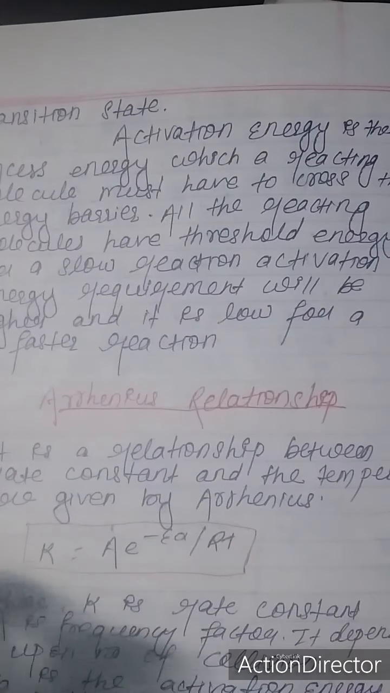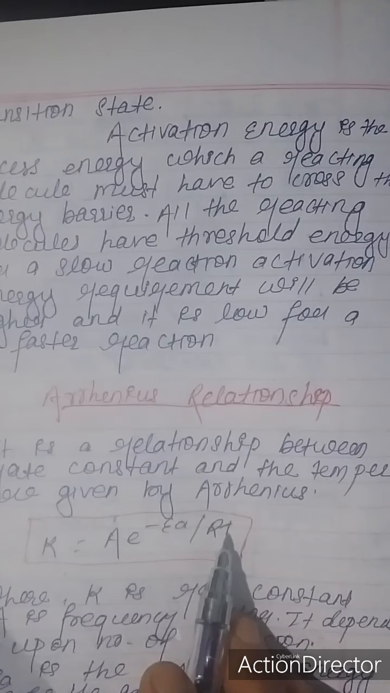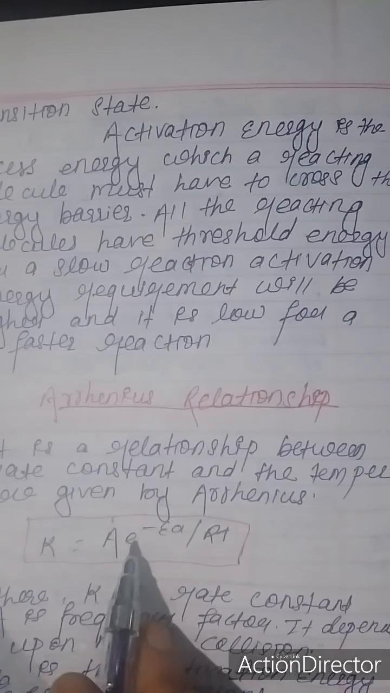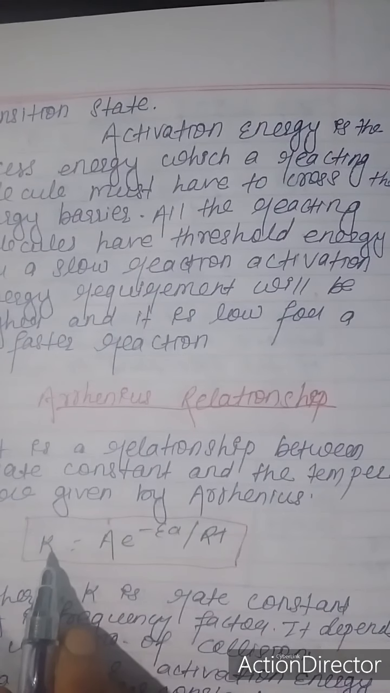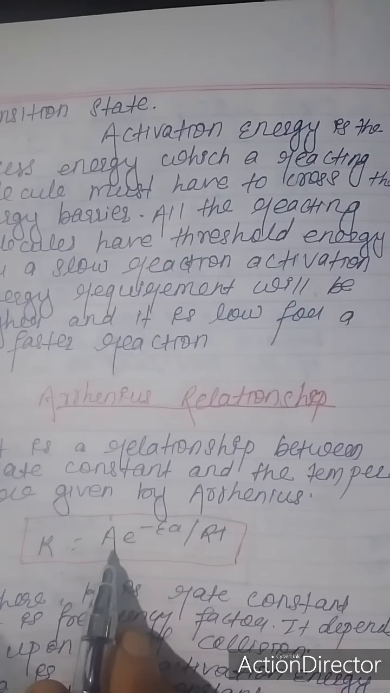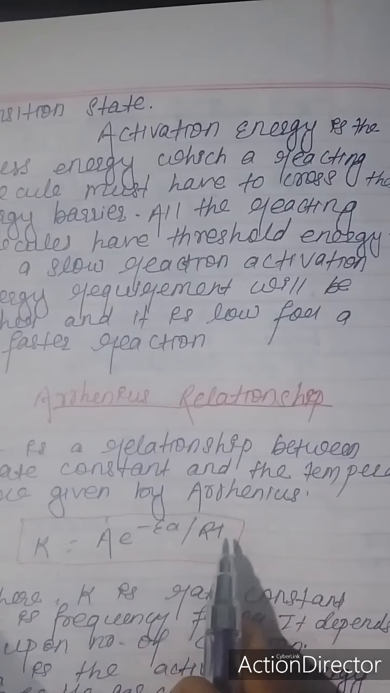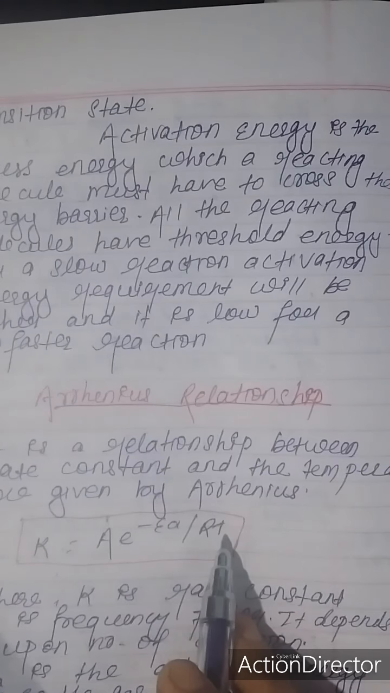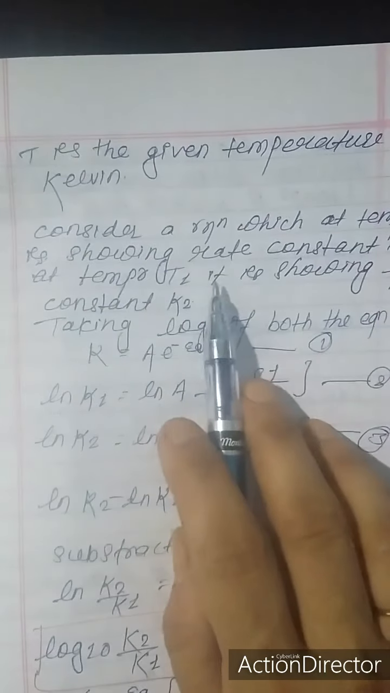He was the scientist who gave the relation between the rate constant and the temperature. So k is equal to A e power minus Ea upon RT, where k is the rate constant, A is the frequency factor, and that depends upon the number of collisions. Ea is the activation energy, R is the gas constant, and T is the temperature, which is given in Kelvin.